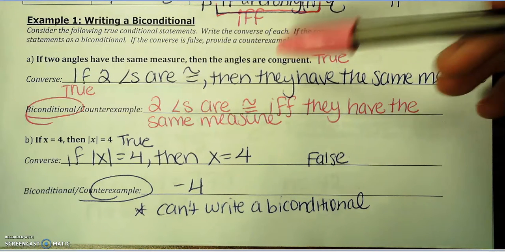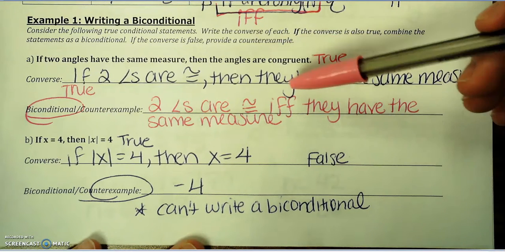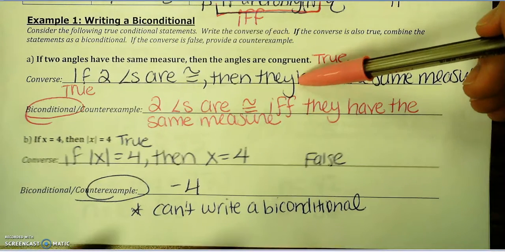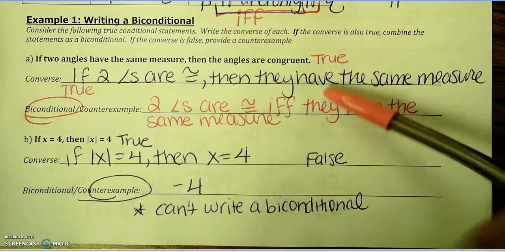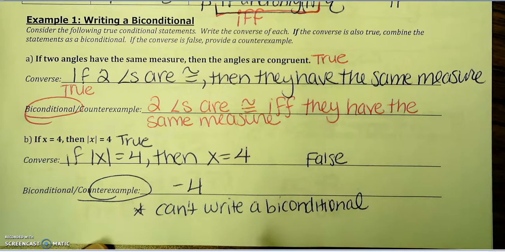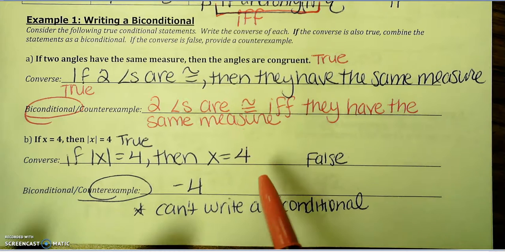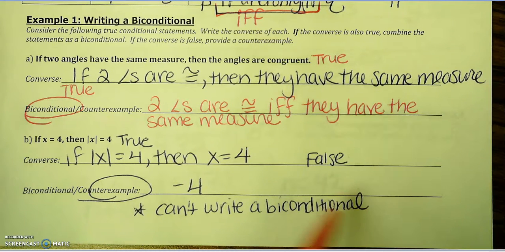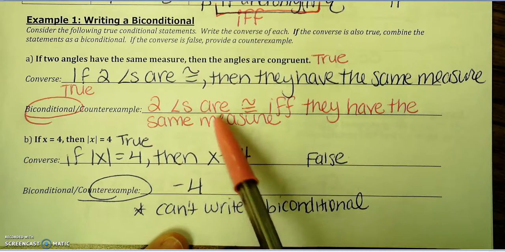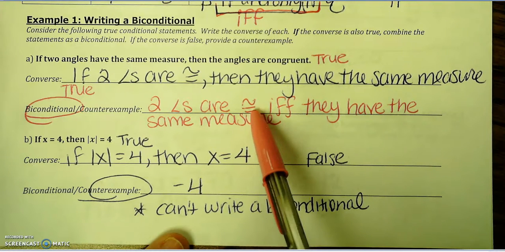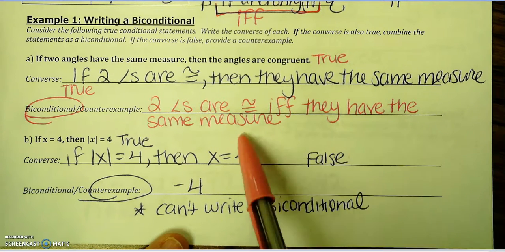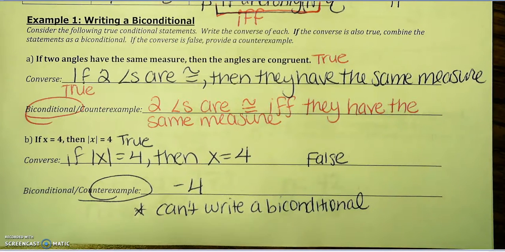Now, you can write it in the order of the original or in the order of the converse. It doesn't matter. For this particular one, I went ahead and just used the same as I did for the converse. But you'll notice the if and the then disappear, and it's going to be taken care of in the middle of the statement. So this says two angles are congruent, that's just the symbol for congruent, if and only if they have the same measure. You could also write that as if two angles have the same measure if and only if they are congruent. So it works both ways.